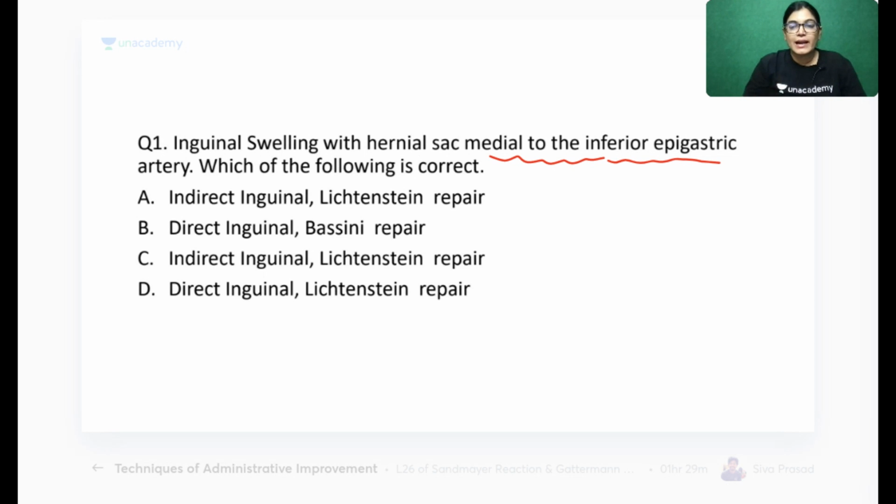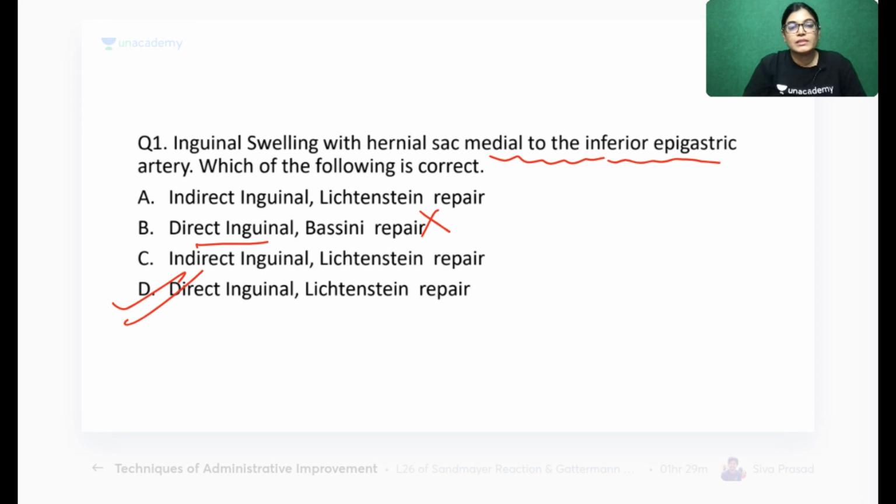So actually the crux point mentioned here is medial to the inferior epigastric artery. You have to first differentiate what is direct inguinal hernia and what is indirect inguinal hernia. So direct inguinal hernia comes from which space? Anyone? Any idea? It comes from the inguinal triangle or Hesselbach triangle. Okay, medial, yes. So why you have written, okay, direct inguinal hernia is absolutely correct, but not Bassini's repair. Actually, option D is correct, so let me explain to you.